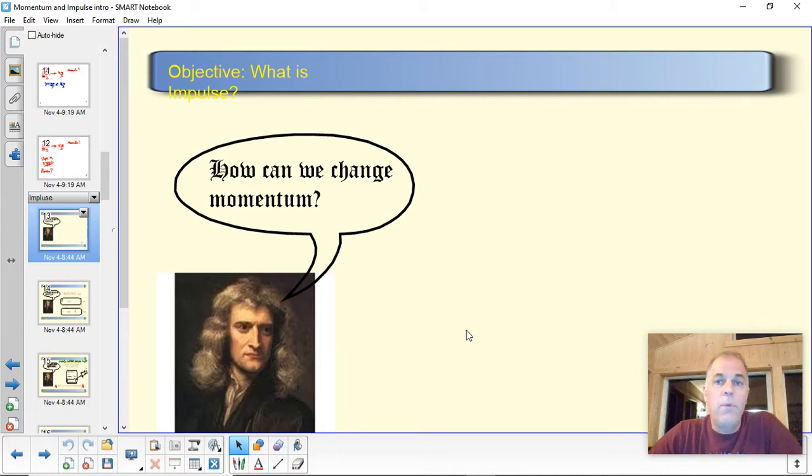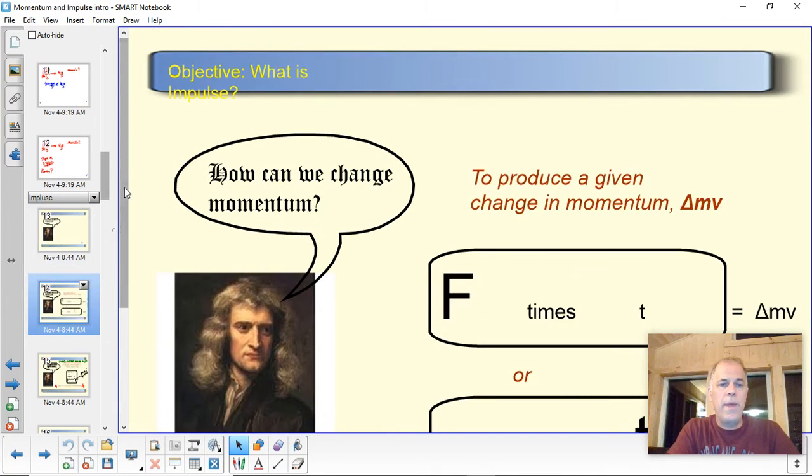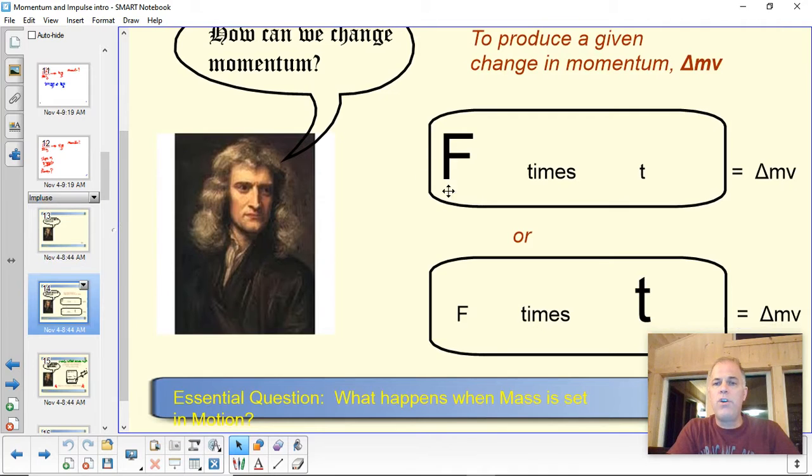Now, the momentum equation, P equals mv, is in the AP gouge, but for some strange reason, the impulse equation is not, even though it's really, really useful, and you're going to be using it in your homework tonight quite a bit. The impulse equation was how Newton arrived at this idea of how we change momentum. You can change momentum by producing a large force for a short amount of time, or you can do a small force for a large period of time and produce the same change in momentum.